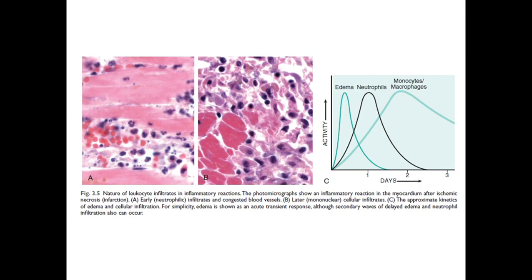During the first day, starting from the beginning, edema is present due to vasodilation. Later on, there will be neutrophil accumulation, which peaks within the first day, and throughout the second day the neutrophil infiltration starts to decline and the peak of monocytes and macrophages starts to appear in the field of the inflammatory infiltrate.